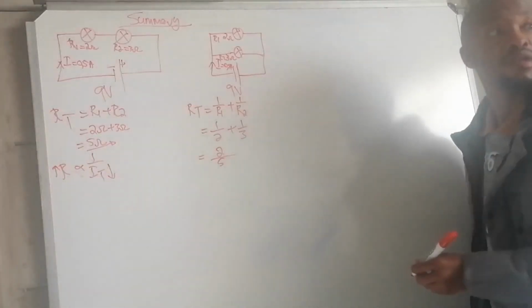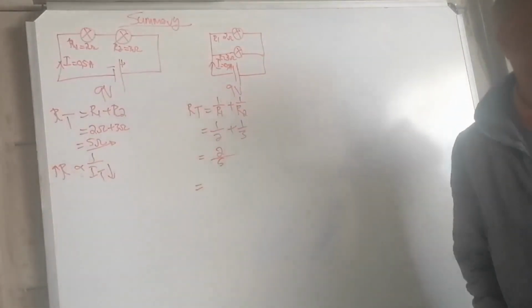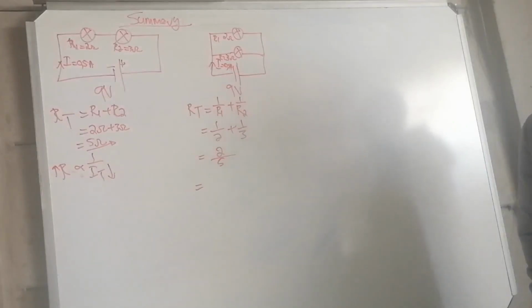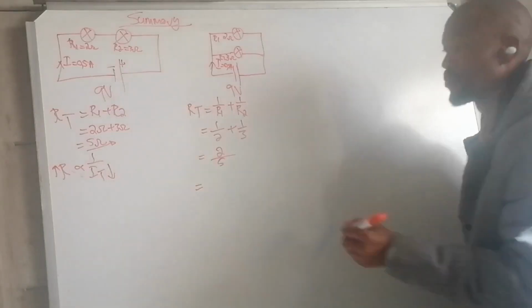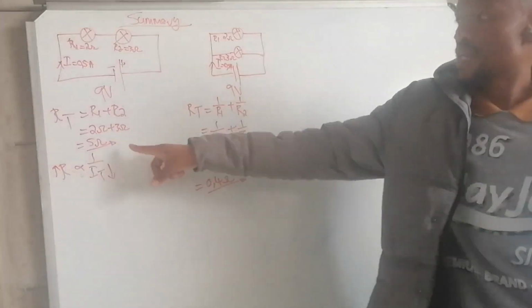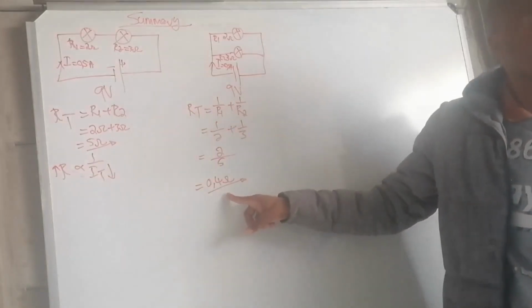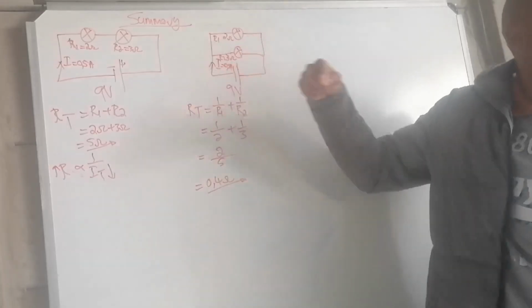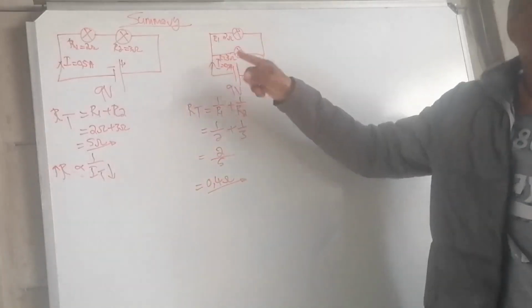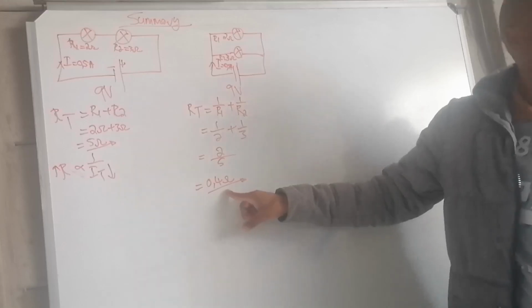Can you just try to calculate? 2 divided by 5. 5 cannot go into 2, so it has to be 0 point something. 0.4. Now I want you to see the difference between these two. The total resistance there was 5, but now the total resistance of the circuit is 0.4. So the total resistance of the circuit has decreased, because for 2 plus 3 we would expect 5, but now the total resistance of the circuit is 0.4.